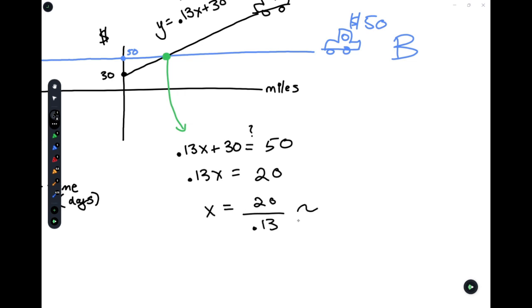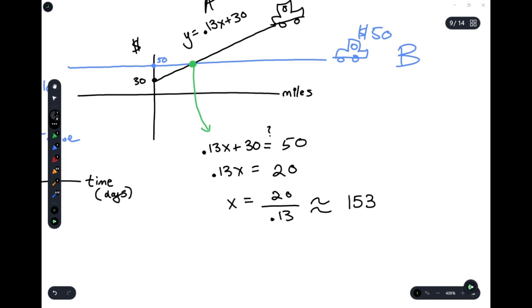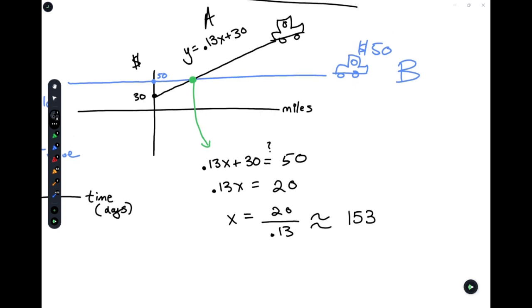This was on the calculator portion. Calculator people, help me out. If you get something like that, calculator portion, so that kind of means 153? 153 what? Miles or dollars? It's X, right? What was our X right here? Miles. 153 miles. Do it round up.